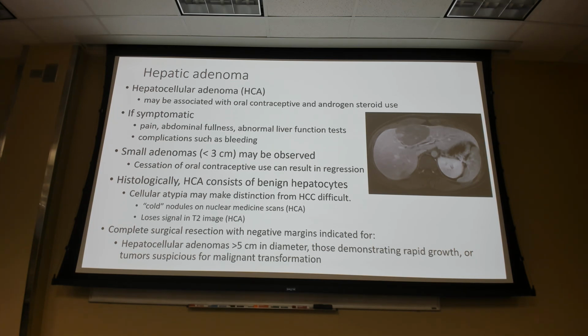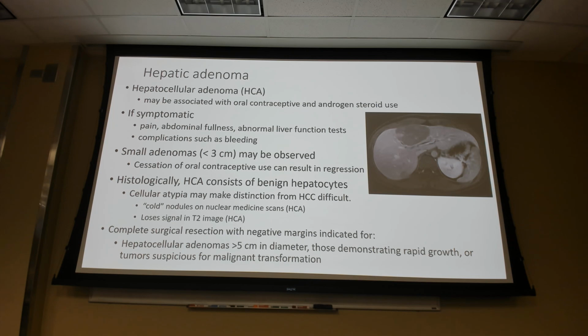Then hepatic adenoma. What's important to remember for this one is that it is typically benign. One of the issues with the other lesions is that we worry about rupture and hemorrhage, which is a lot of times why we remove them, which we don't worry about with this one. So we typically don't have any rupture or hemorrhage with it.